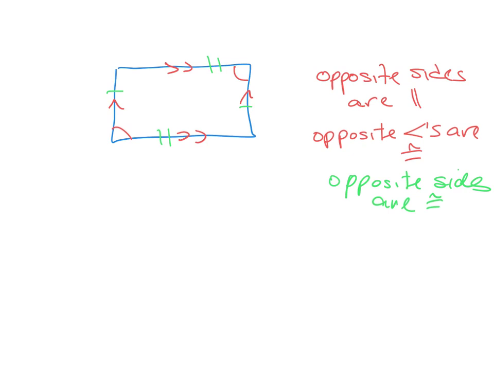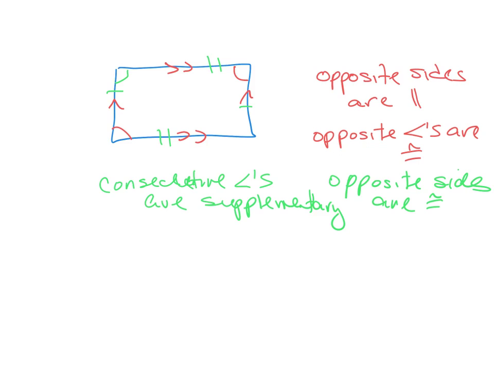Consecutive angles are supplementary. That's still the case. So this guy and this guy add up to 180. Consecutive angles are supplementary. That's still true. So these add up to 180. Got it? And the diagonals bisect each other. That's a parallelogram. So the diagonals bisect each other.